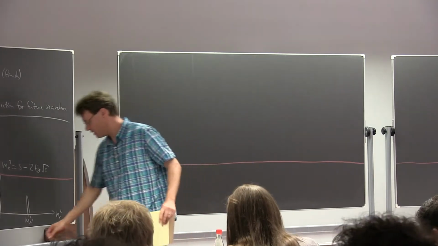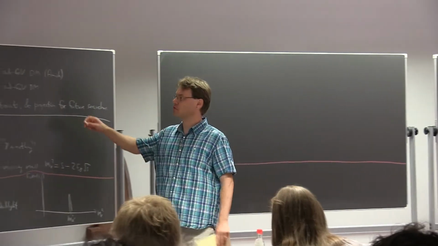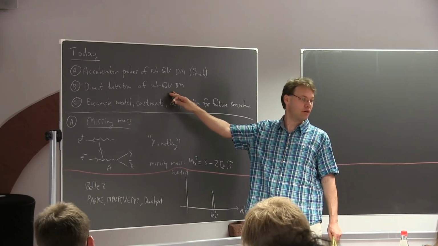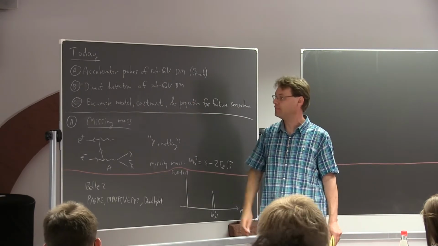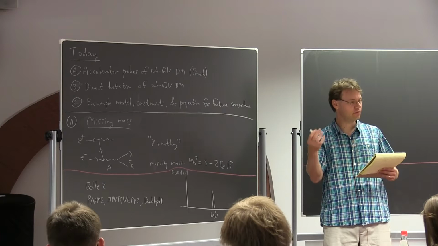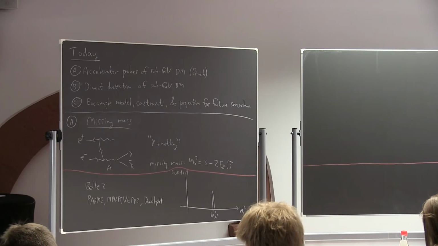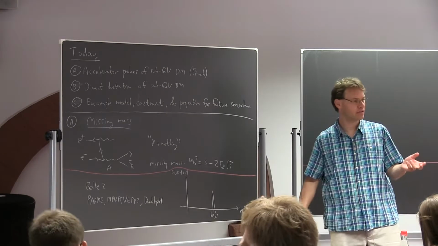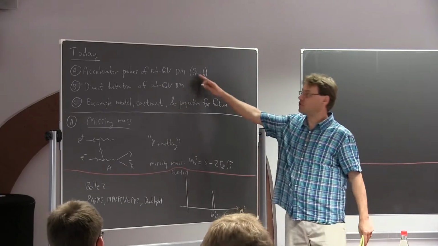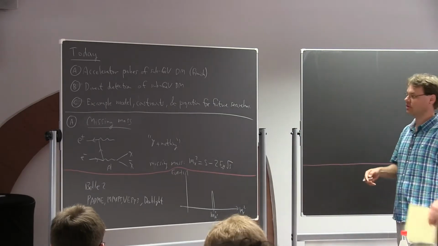So what I want to do today is I want to have three topics. So finish the thing that we started yesterday, which is talking about accelerated probes of sub-GeV dark matter. Then I want to talk a little bit about direct detection of light dark matter, some of the new ideas that are out there. And then finally, I want to put everything a little bit together, go back to the model description that we had, the very simple model of a dark photon coupled to a dark matter particle. I want to tell you a little bit more about the constraints, how to get the right relic abundance, and then show how these future searches could potentially probe some interesting parameter regions. Okay, so it's a bit to do in one lecture, so let's see how we do.